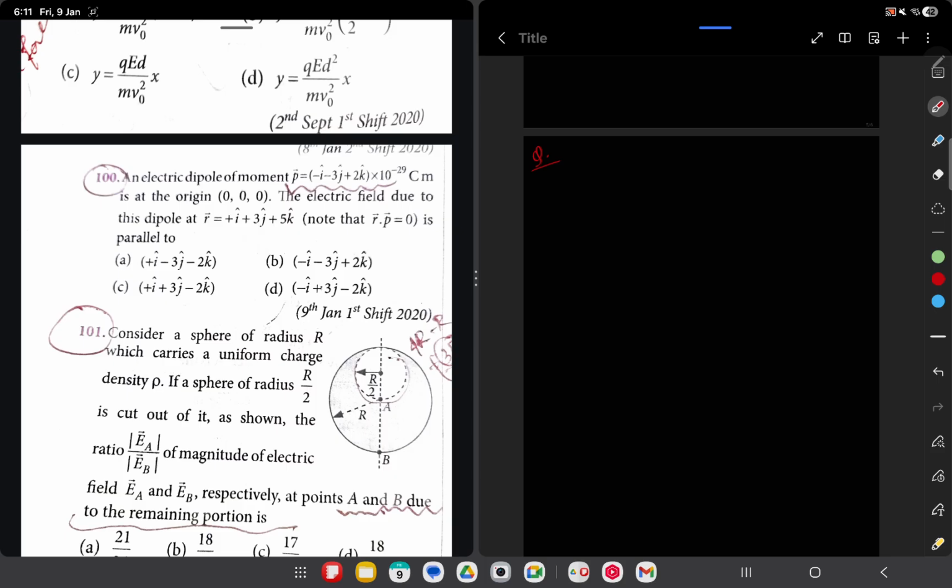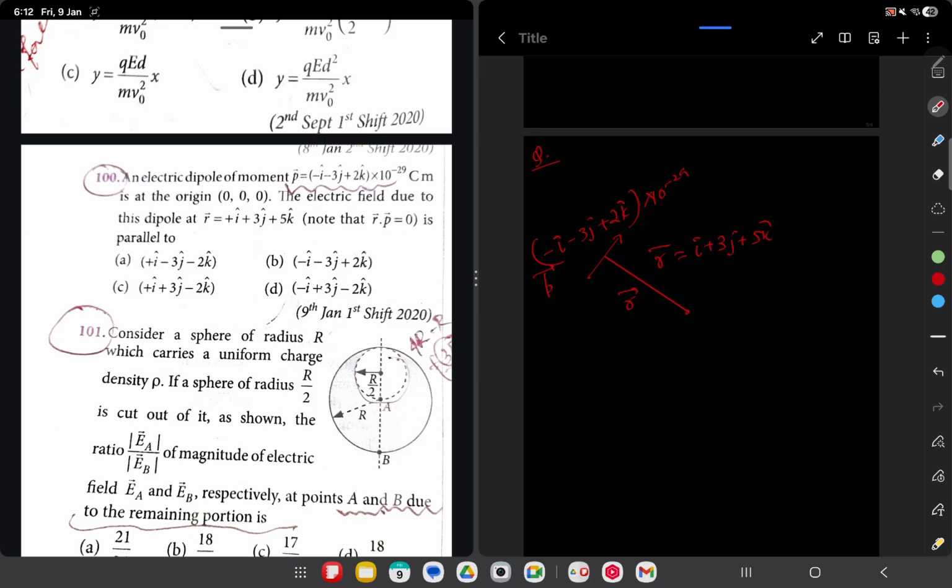Like, there is a dipole moment minus i minus 3j plus 2k into 10 to the minus 29 at the origin. So let's say the dipole moment direction at the origin is in this direction. I'm given the direction is this one into 10 to the minus 29. This is the direction of the dipole, and there is one r which is perpendicular to the dipole. So this is r which is perpendicular to the dipole. R is i plus 3j plus 5k.